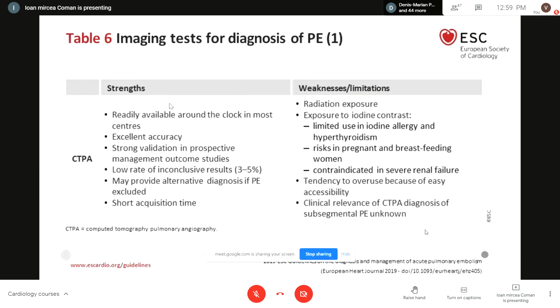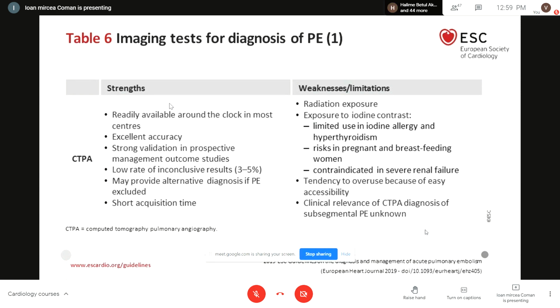From this point of view, I just want to synthesize which are the strengths of the CT angiography. It is quite available around the clock in most centers, which is probably true in rich countries, but not in poor countries. It is very accurate. It may provide alternative diagnosis. You do not lose a lot of time.